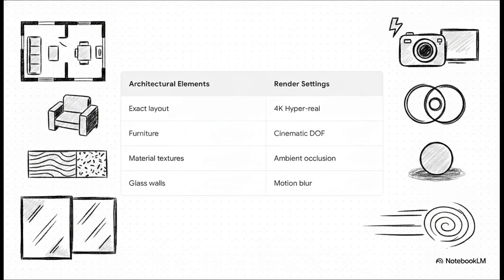For the layout, we need a 4K hyper-realistic output. For the furniture, cinematic depth of field. To make the materials pop, we rely on realistic ambient occlusion. And to glide past those glass walls smoothly, we use ultra-smooth camera stabilization and natural motion blur, because otherwise, it's just going to look rigid and artificial.